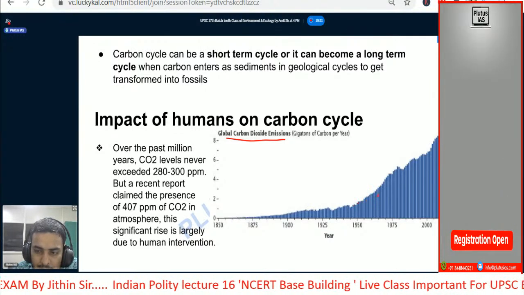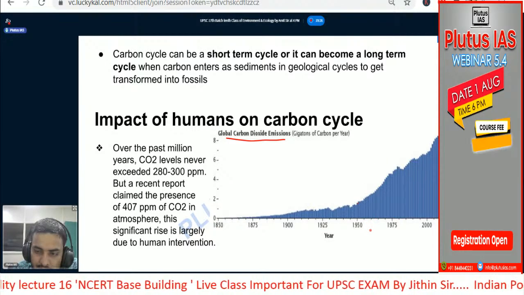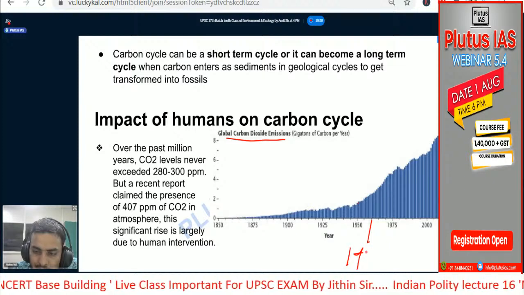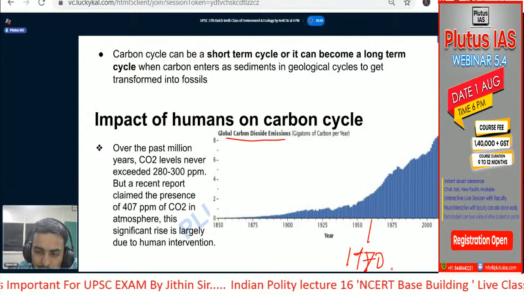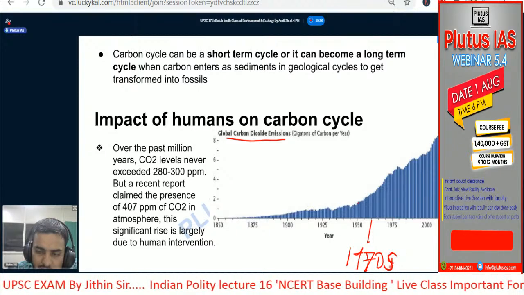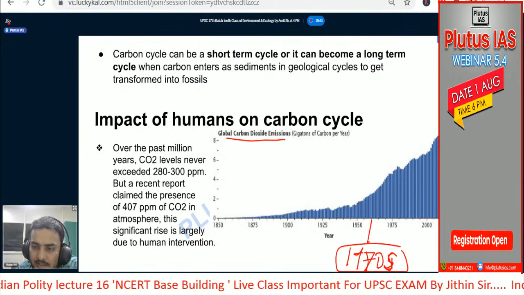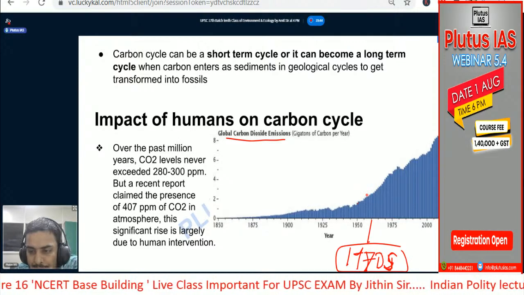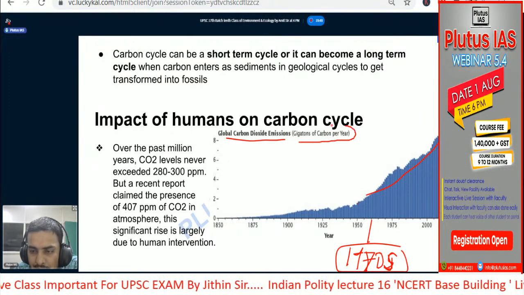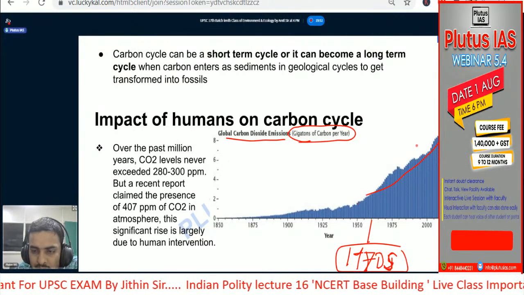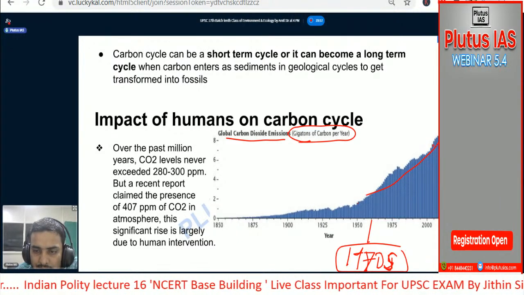But then came the exponential rise. We mostly determine our emissions from the benchmark of the 1970s, which is taken as the reference decade. Then we can see the exponential rise in the release of carbon, gigatons of carbon released per year, which is increasing year by year at a very high rate.